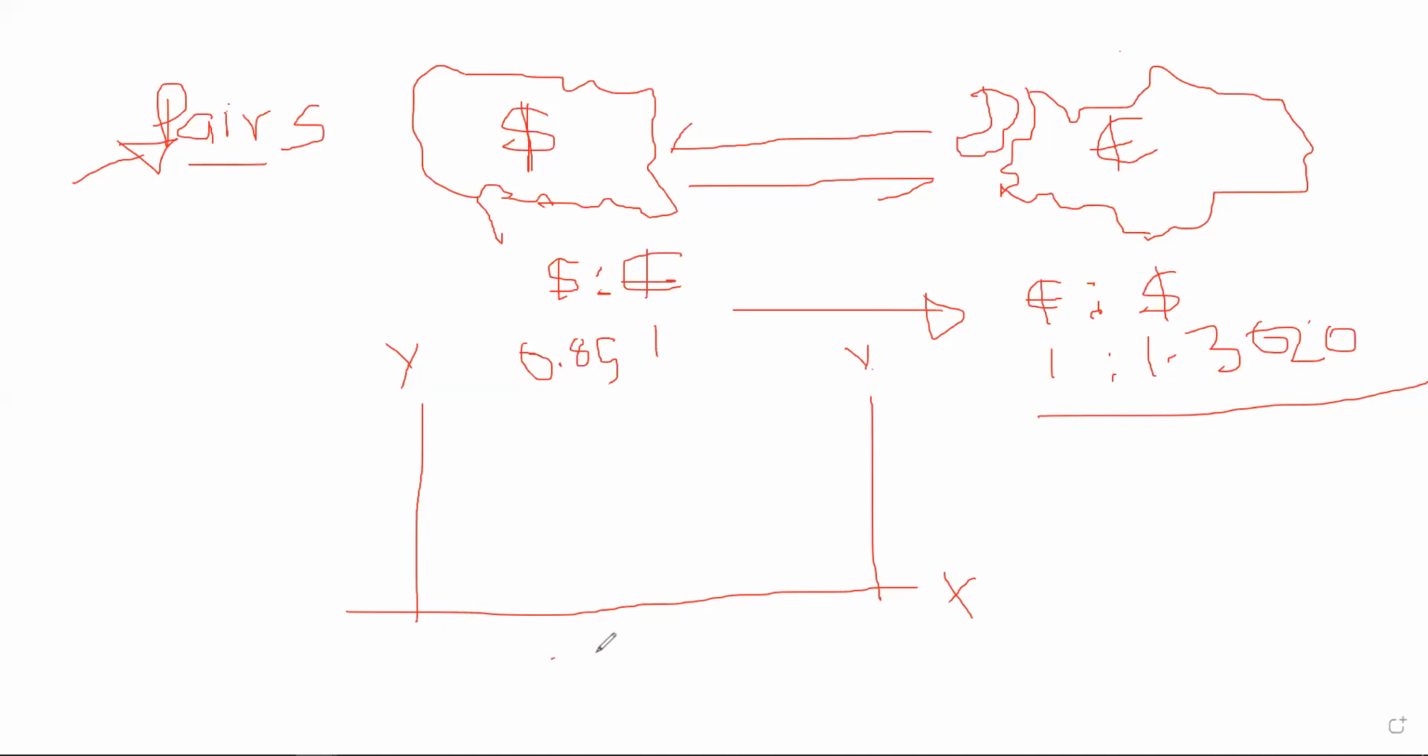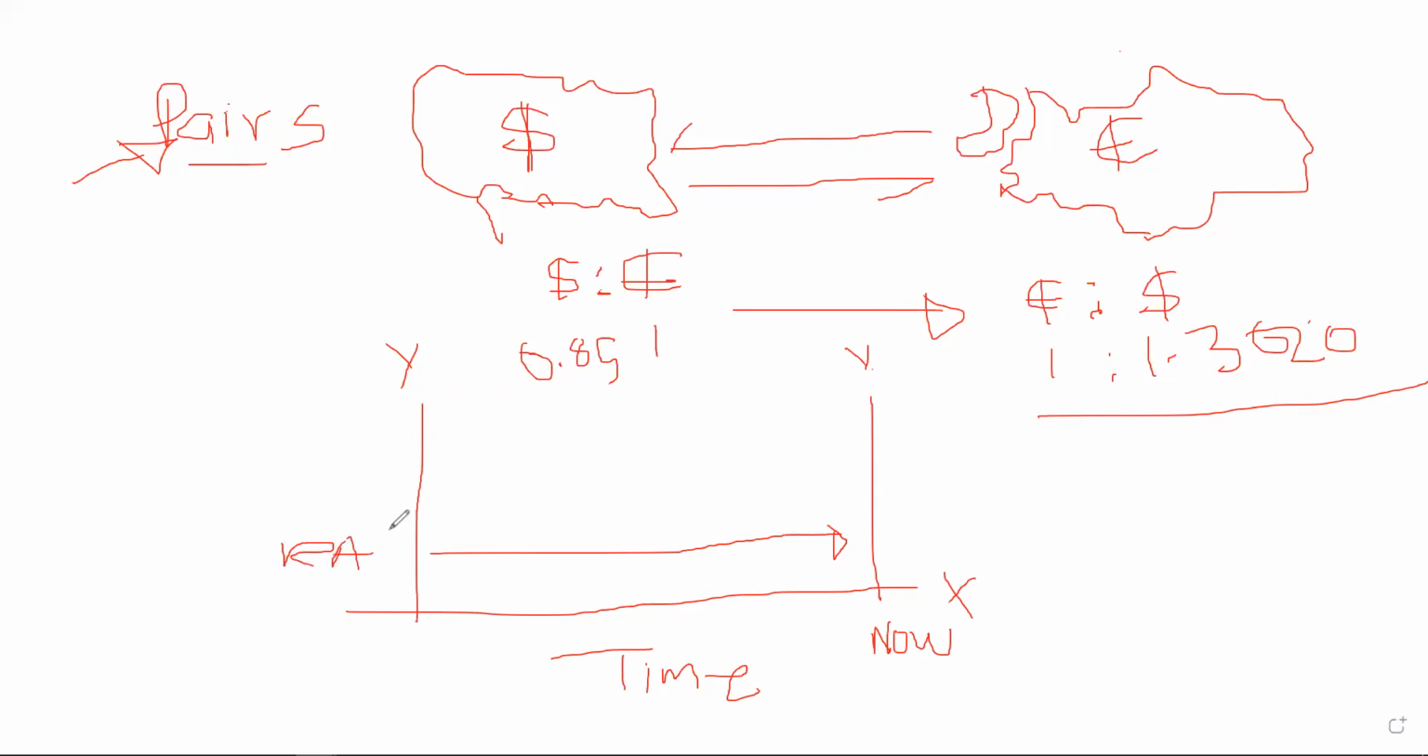But the X-axis is actually time, where time moves from left to right. Where we are here is now. This on the left is the past.